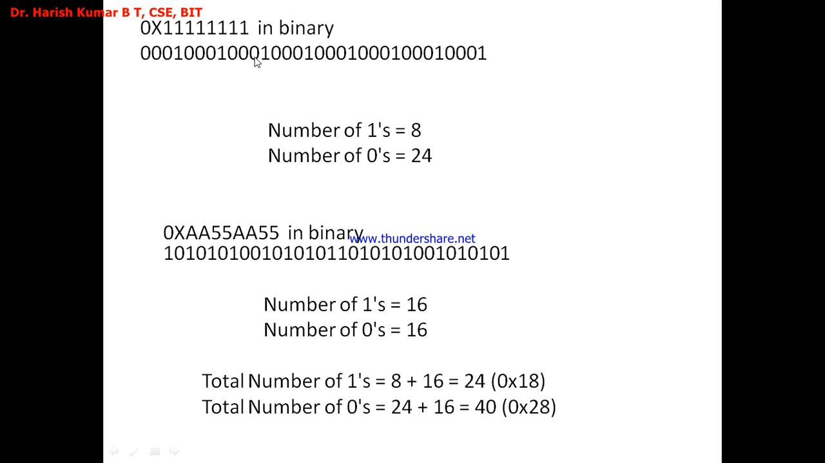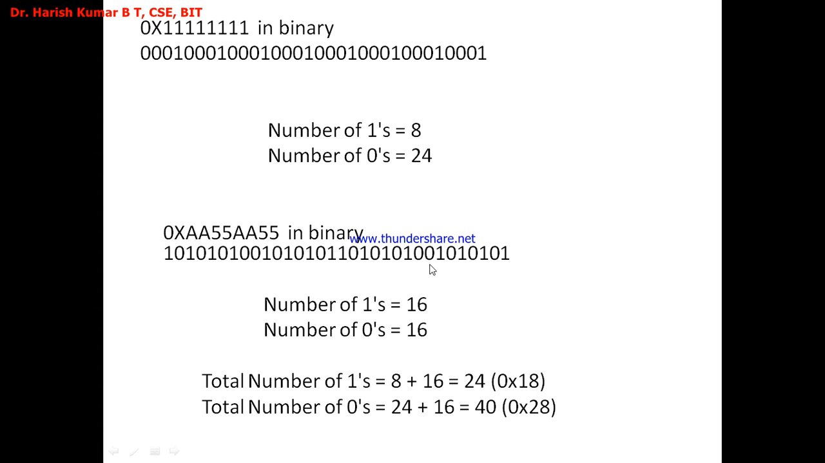Now the number of ones in this binary representation of this 32-bit hexadecimal number is 8. You can count: 1 2 3 4 5 6 7 8. And the number of zeros is 24: 3 plus 3 is 6, 9, 12, 15, 18, 21, 24. So in this first number I have 8 ones and 24 zeros.